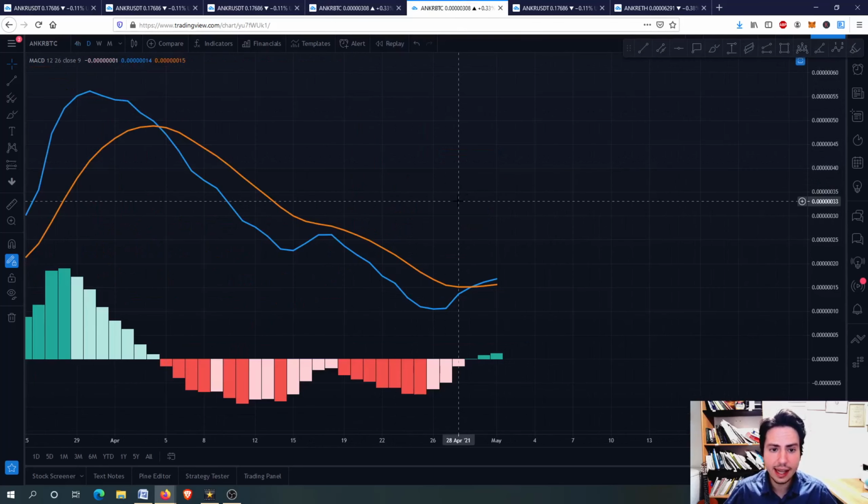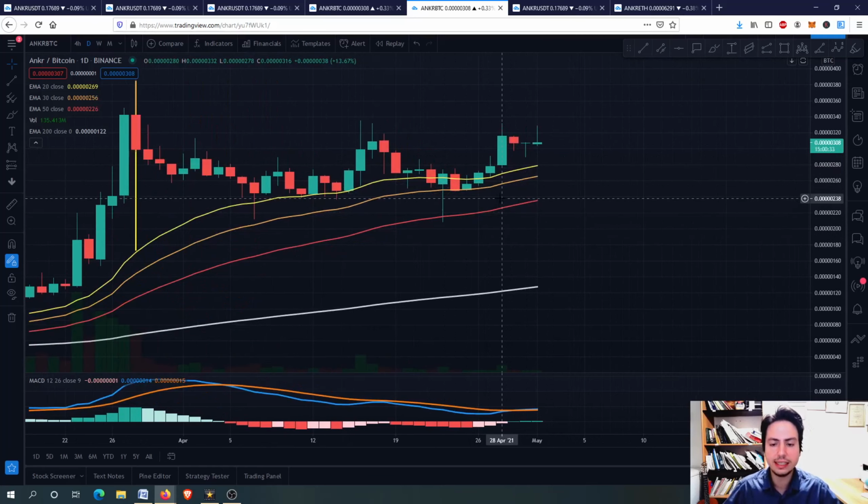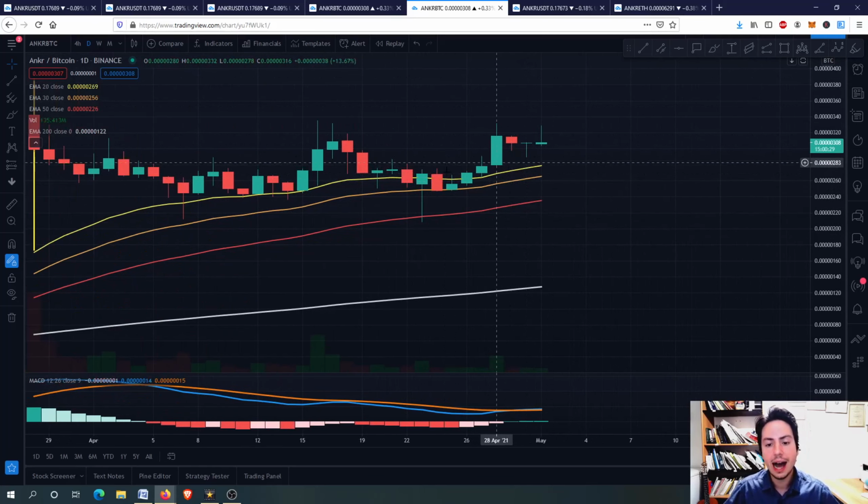Okay, let's see the daily frame though, and let's start from the EMAs. As I told you guys, most of the time we are looking pretty good. What we want to see here is the 50-day EMA remain beyond the 20 and the 30-day EMA, and of course the 20-day EMA above the middle line here, the 30-day EMA. So we are still pretty good.